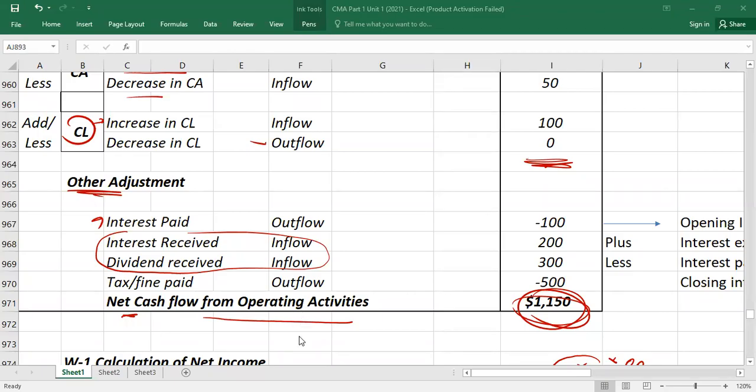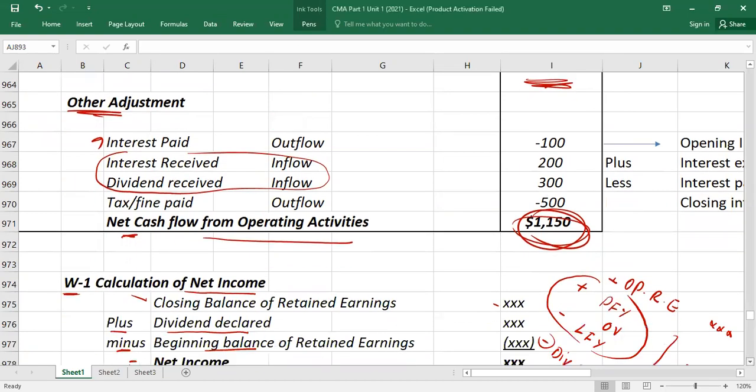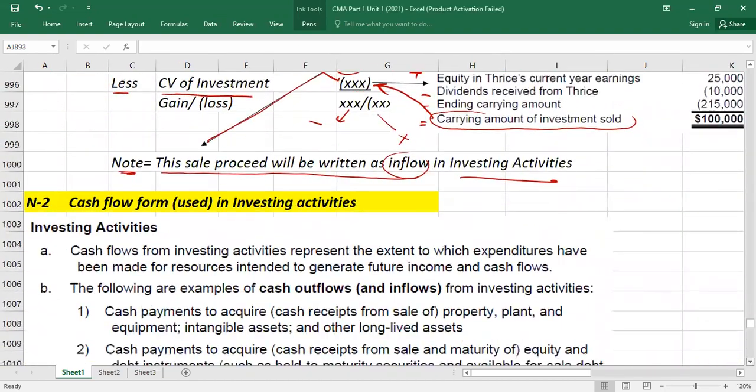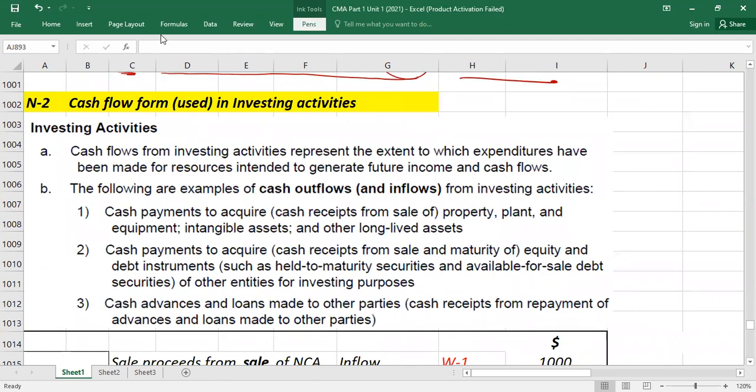Now we are going to move to the second activity, which is called what? Cash flow from or used in investing activities. As I told you, here you will deal with your own non-current assets, their purchase and sale. You will deal with investments. If you are buying stocks or bonds of another company, you will deal with the loans or advances which you are giving to others. Okay? So that is your investments.